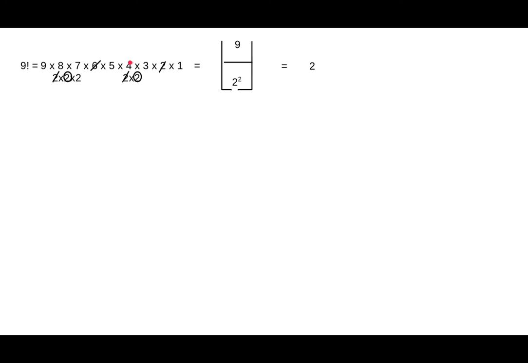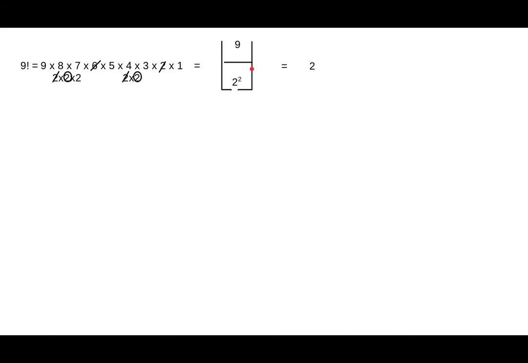Let's consider the multiples of 4. That's a bit different because they actually contain two 2's, that's 2 times 2. One 2 was taken out because we did the multiples of 2 already, but the other 2 still remains. We still have to use that. So all the multiples of 4 still have a remaining 2. So we do 9 over 2 to the power 2 floored, which is equal to 2, for the same reason as the last one.